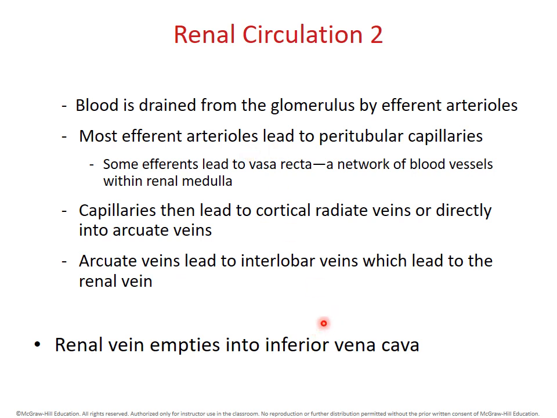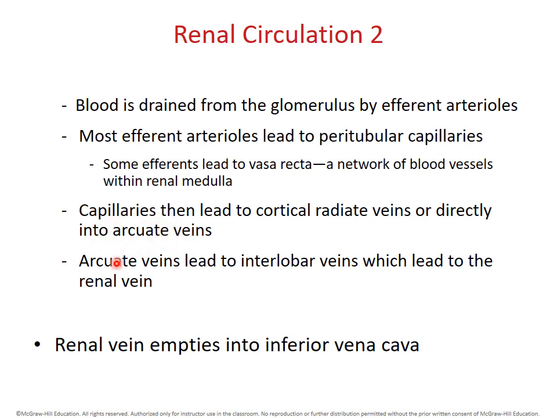So once the blood flows through the peritubular capillaries, we're pretty much done with the three major physiological processes of filtration, reabsorption, and secretion. And now it's time to get the processed blood back into the mainstream circulation. And so the peritubular capillaries are drained by venules into cortical radiate veins, which parallel the cortical radiate arteries. They run through the cortex and eventually drain into arcuate veins, which parallel the arcuate arteries and sit in that boundary between cortex and medulla.